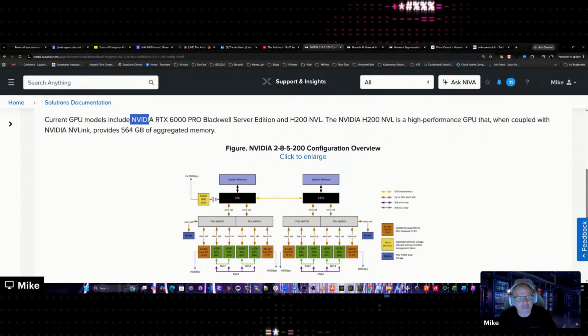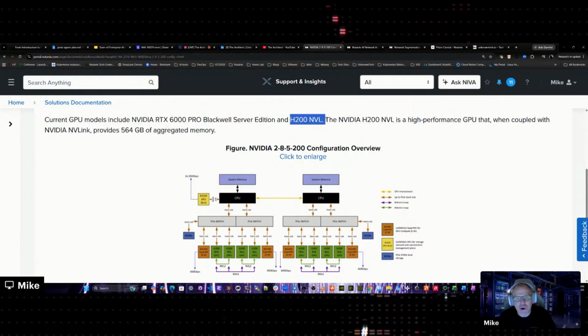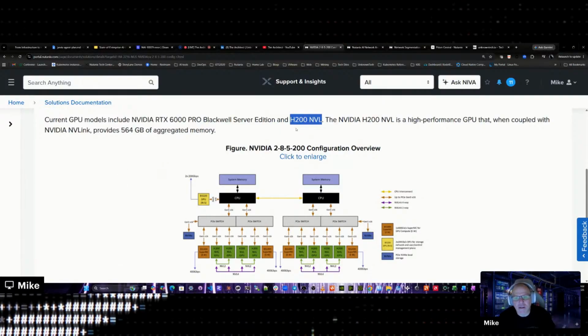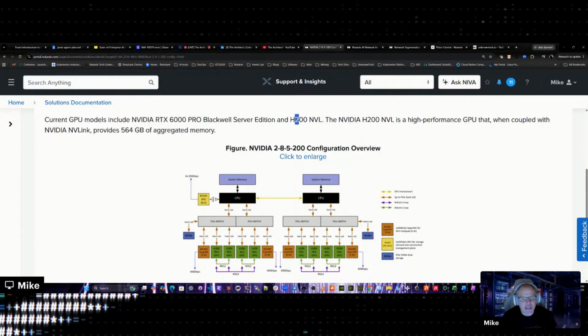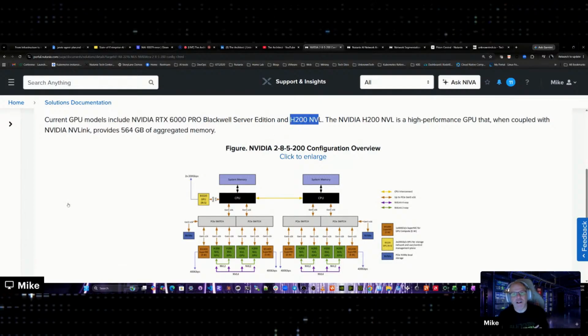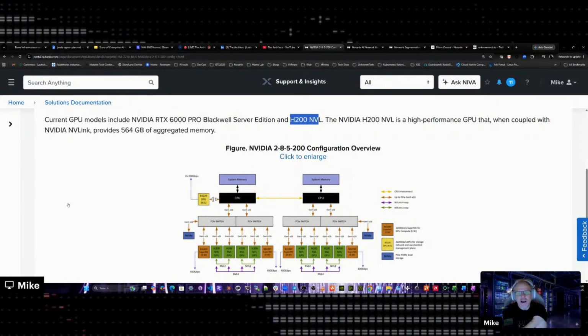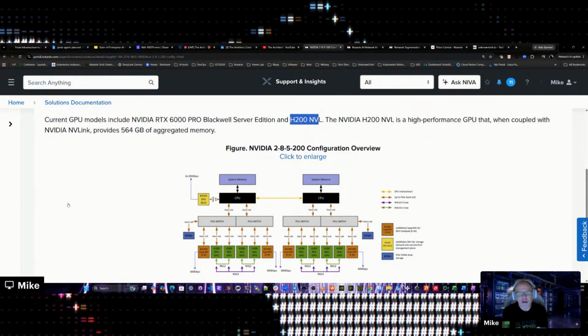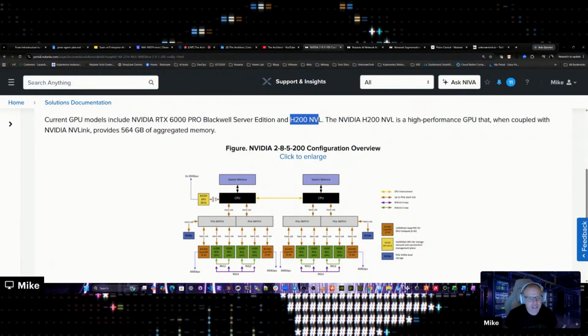The NVIDIA RTX 6000 Pro Blackwell is 96 gigabytes of RAM, and the H200 NVL, I believe, is 141. I have to double check. I believe it's 140-something gigabytes of HBM3. So this is GDDR7 and this is HBM3. You're going to have to figure out, and we can help you, exactly what you need for your AI use cases and what would make more sense. Obviously the H200 NVL has much higher memory and much higher memory bandwidth than the RTX 6000 Pros.